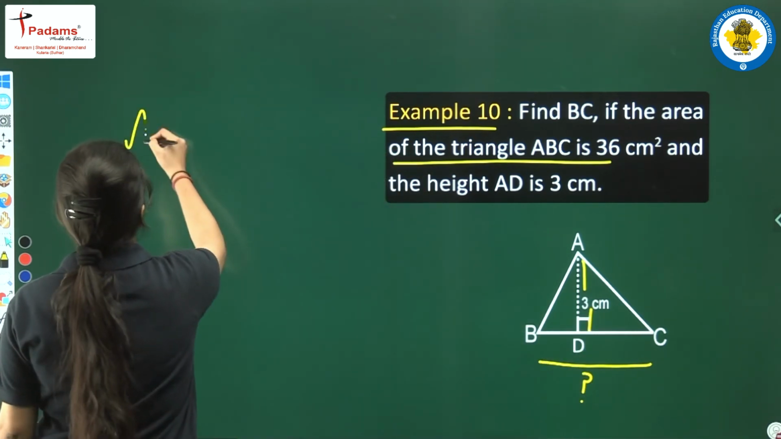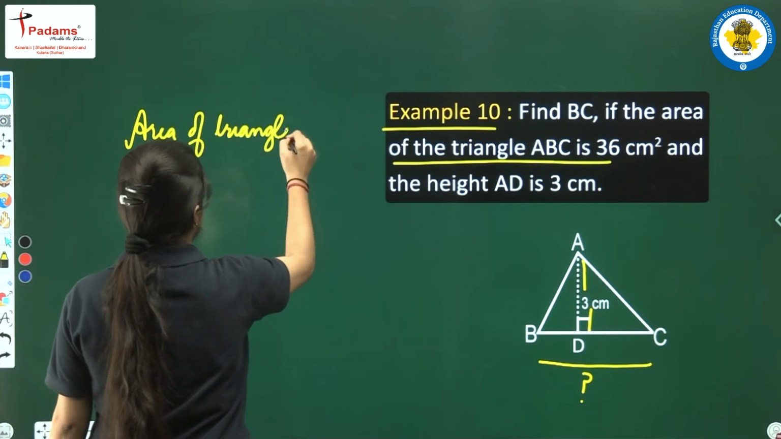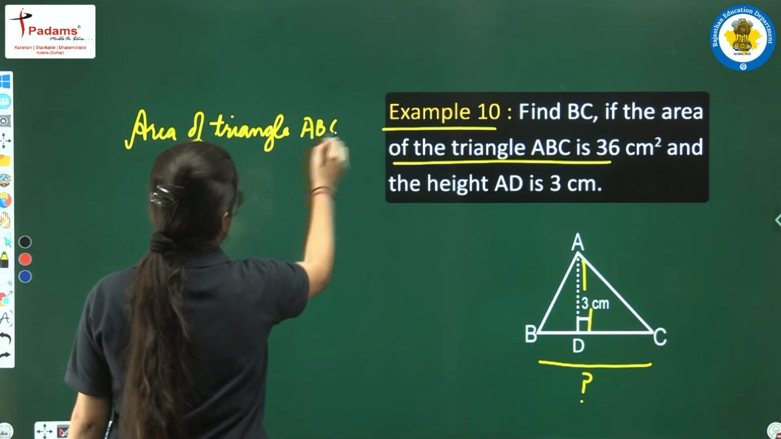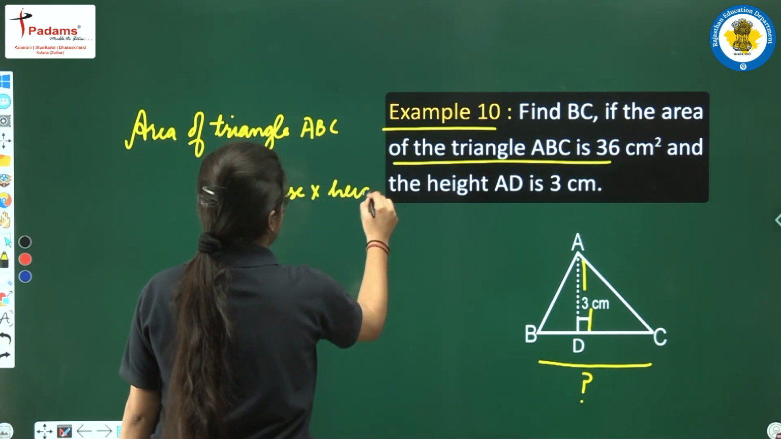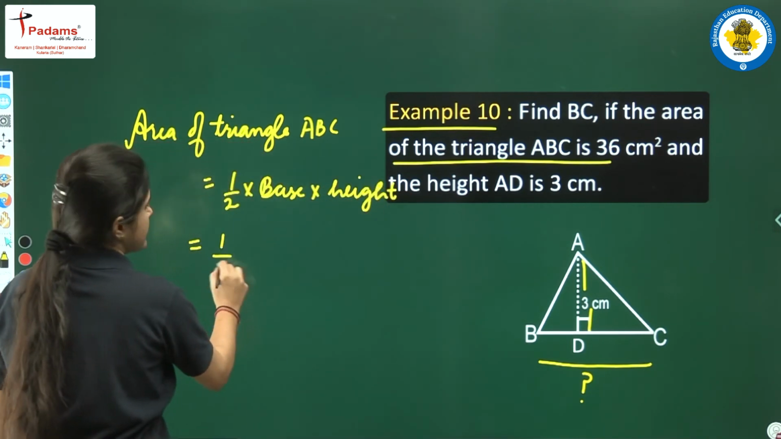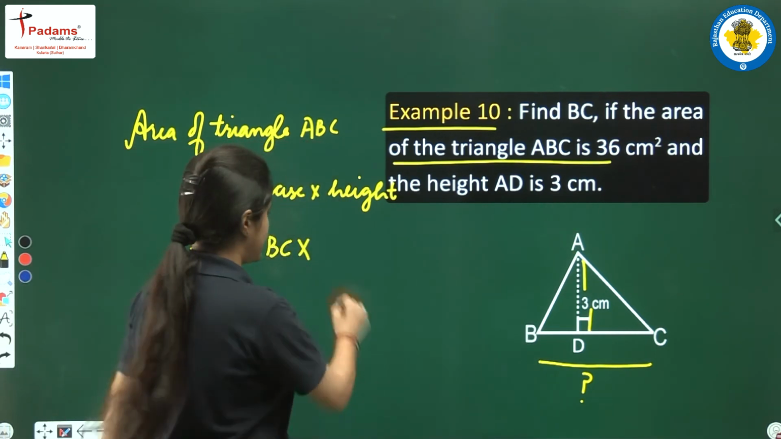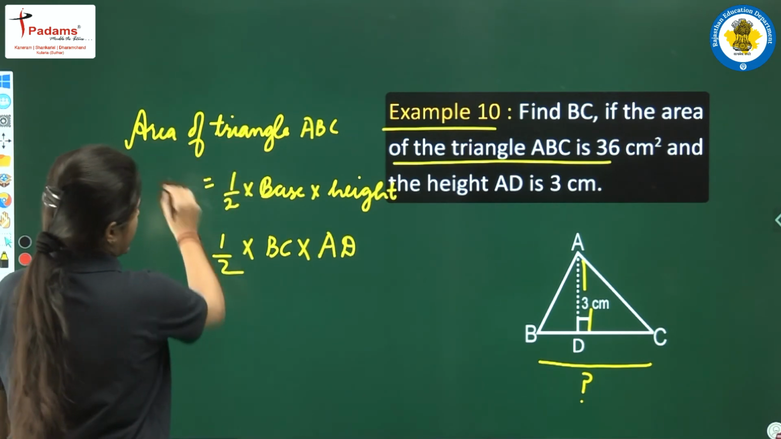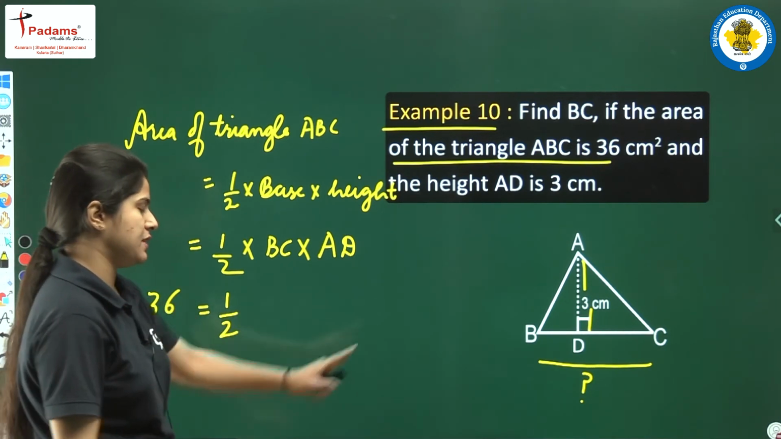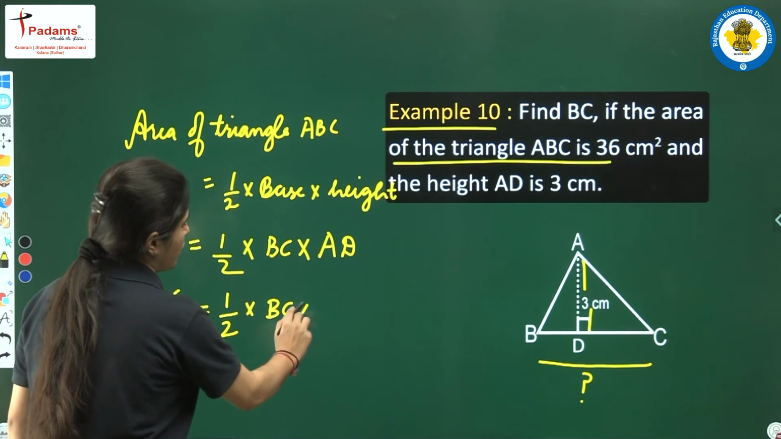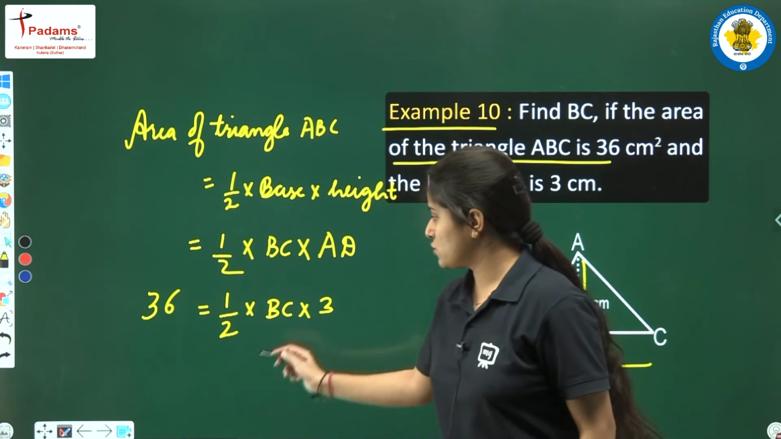So students, this is very simple. Area of triangle ABC is equal to half into base into height. What is the base, students? The base is equal to BC. And what is the height? The height is equal to AD. So the area of the triangle is 36, so 36 is equal to half into BC into AD. We need to find out BC. And what about AD, students? This is 3. Have a look.